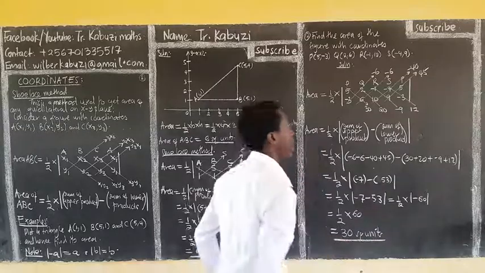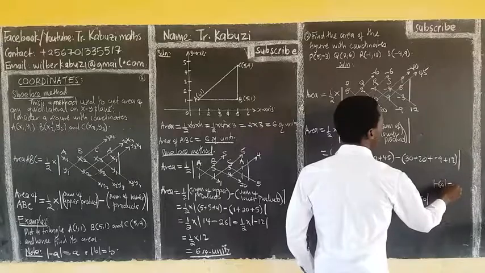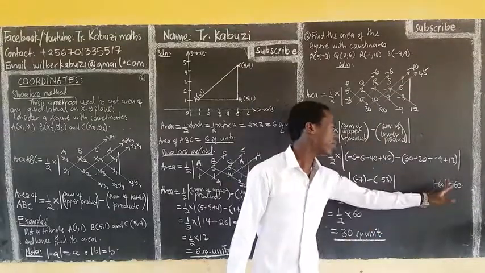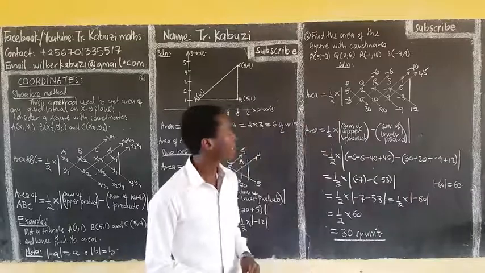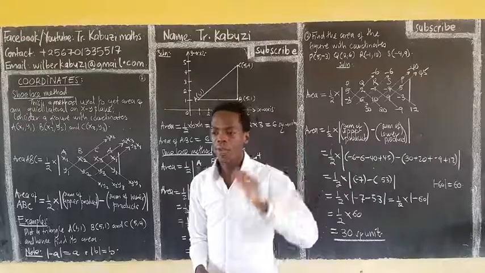Simple as that. From here, you can note that modulus of negative 60 is equal to 60. This is turning them positive. So that's how you can find the area. That's how we use the Shoelace method, members. I wish you well.